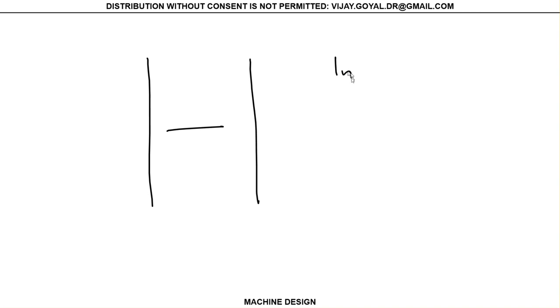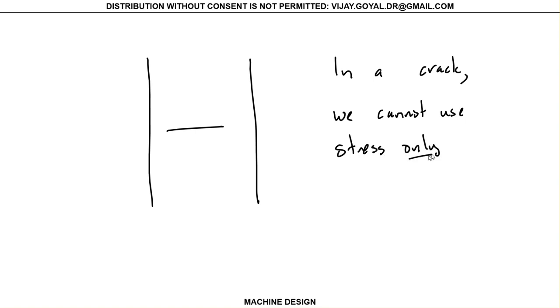So in a crack, we cannot use stress analysis only. Okay? Because I still may be able to use stress and see if this is going to hold for stresses, because I can take this area minus this area that's left and see if that's going to hold. But I still need to do fracture mechanics analysis.